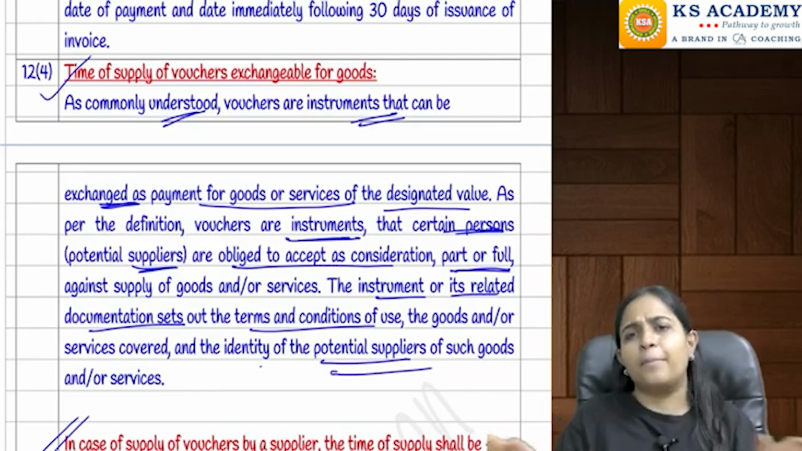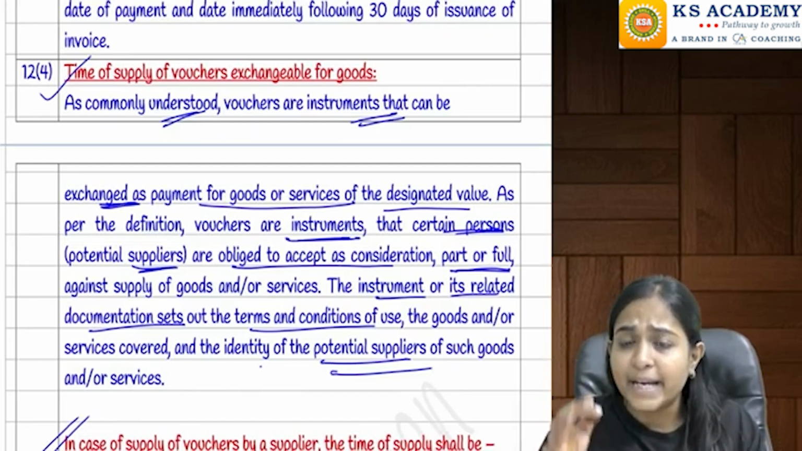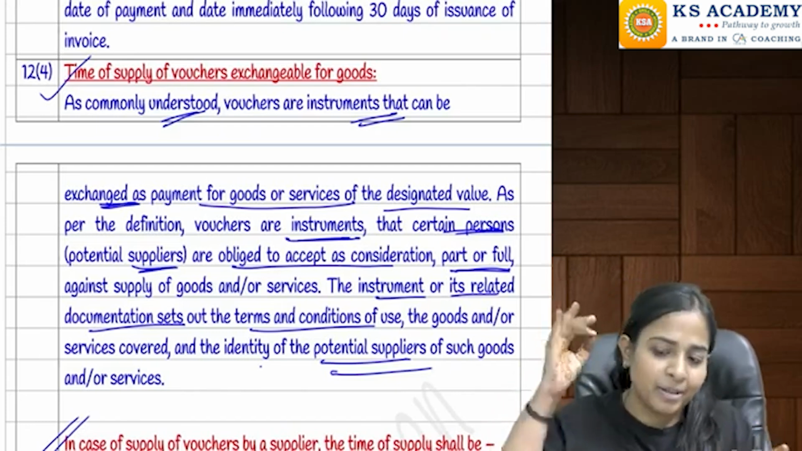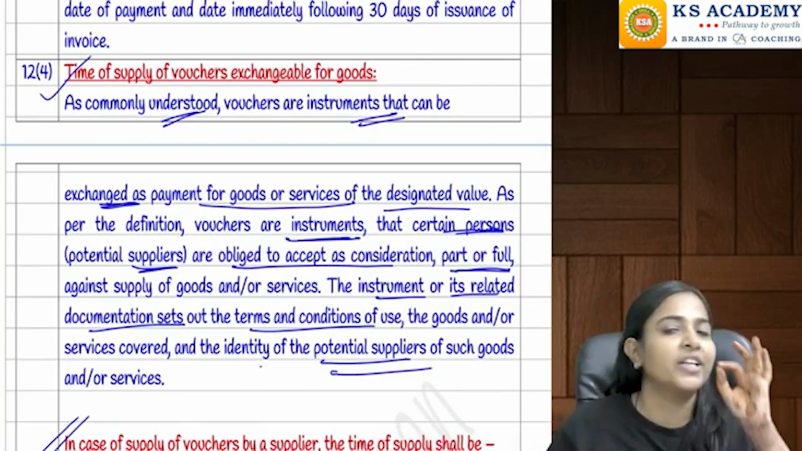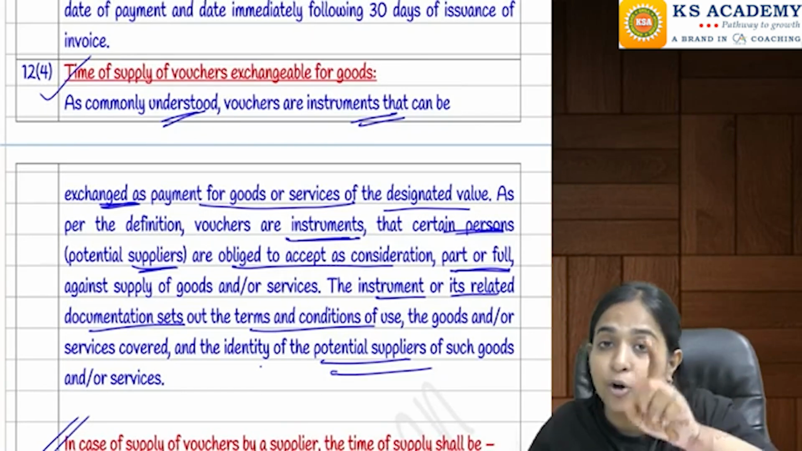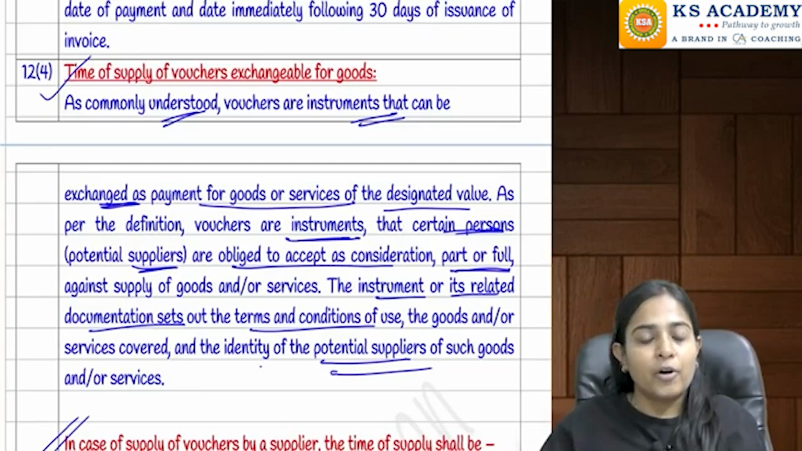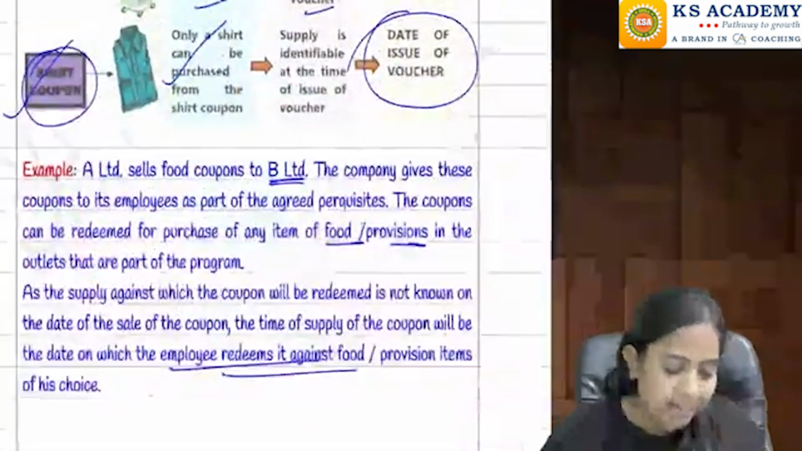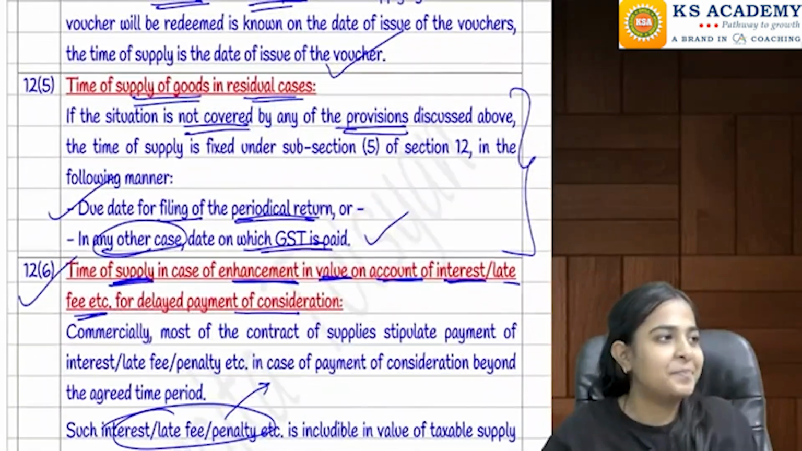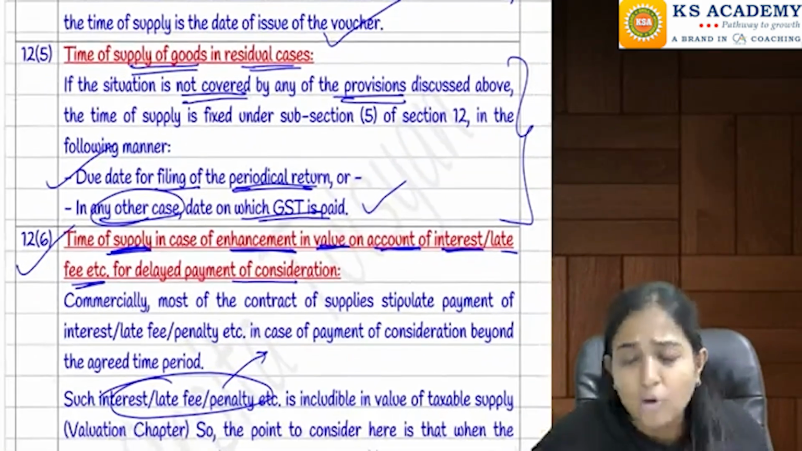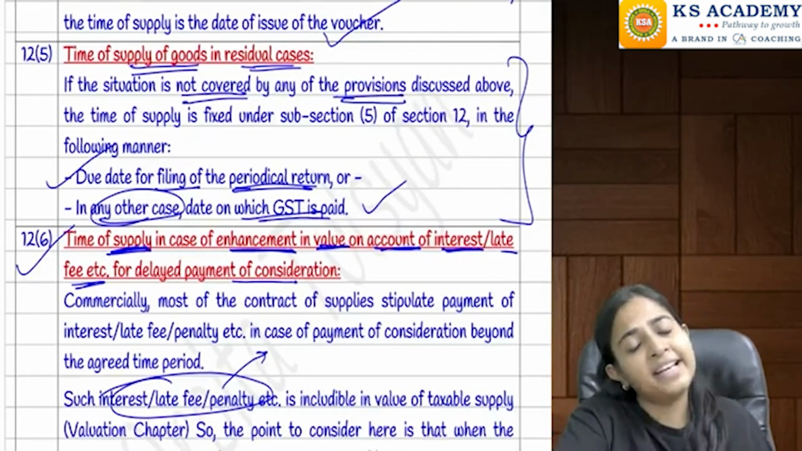So to sum it up, if it is clearly identifiable at the time of issue of voucher, time of supply will be the date of issue. If it is not identifiable at the time of issue of voucher, then the time of supply is going to be the date of redemption of the voucher. Very clear with this? Okay, then after that, let's go to the next section. Examples for you are given in the book, no need to worry. Going on to the next section, that is section number 12 subsection 5. Section 12 subsection 5 is the residual case.